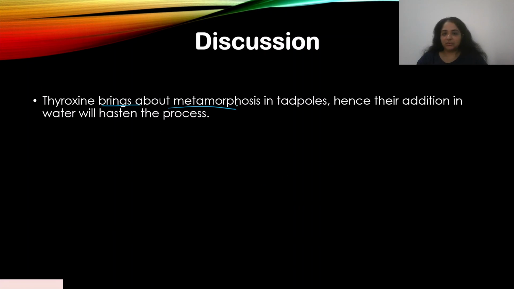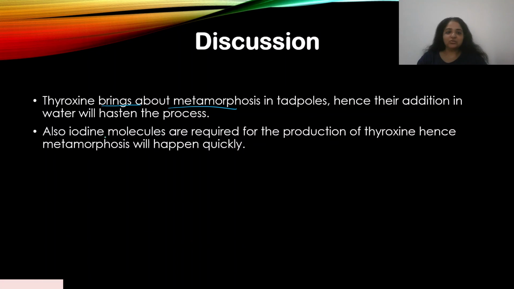So thyroxine brings about metamorphosis in tadpoles, hence the addition of it to water will hasten the process. Also, iodine molecules are required for the production of thyroxine. Hence, metamorphosis will happen quickly. We studied the thyroid gland in the endocrine system, where I explained how thyroxine is formed. So iodine molecules are important in the formation of thyroxine. Similarly in frogs also. Just imagine if there was thyroxine or even iodine present in water, it will quickly cause the metamorphosis of tadpoles into adult form, into frogs.